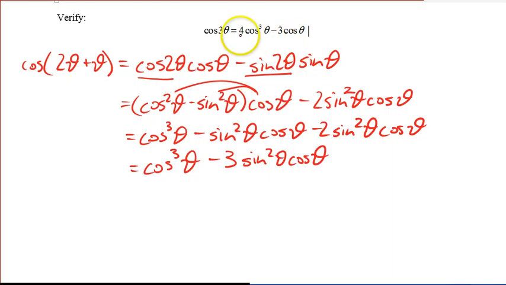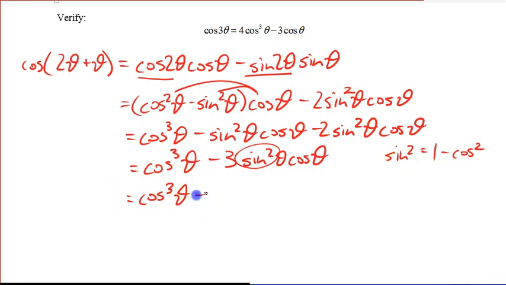I want an expression with only cosines in it, and here I've still got some sines. So let's now use a Pythagorean identity to turn my sine squared term into a cosine squared term. Sine squared, we recall, is just 1 minus cosine squared. So let's sub that in. We have still our cosine cubed term minus 3 cosine theta times 1 minus cosine squared theta. Let's distribute this -3 cosine theta into our parentheses.